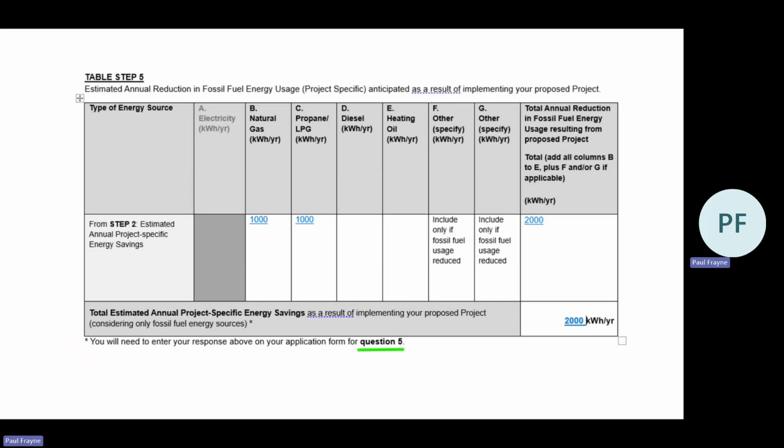Step number 5, this section calculates the estimated annual fossil fuel reduction as a result of your project. This data will be automatically updated here from step 2. Ensure the total data is correct. You will need this data to answer question 5 on your application form.